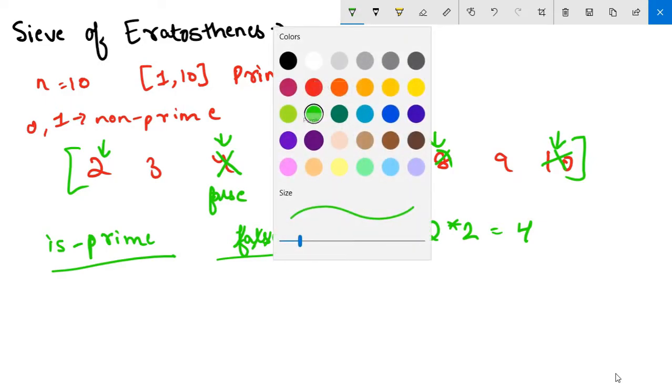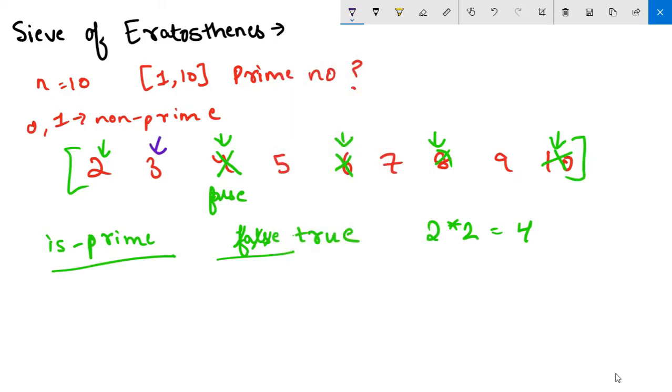So what can we do next? Next we are at 3. One thing we can do while cancelling all of its multiples is go for 3 into 2 which is 6, but here you can see 6 is already marked by 2. So a better way is to go to its square, rather than going through all the multiples before its square, because whichever multiple is there before its square will already be marked false by a smaller number. 2 will mark it as false. So we can directly go to the square and start marking from there. For 3 we go 3 into 3 which is 9, so we mark 9 as false.